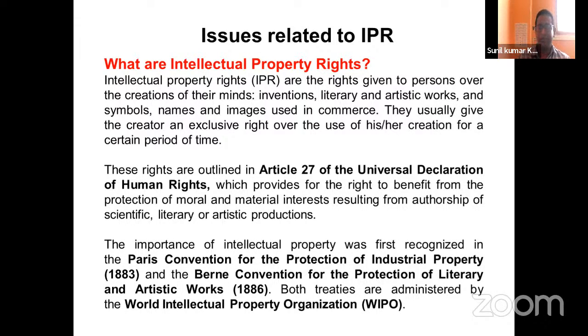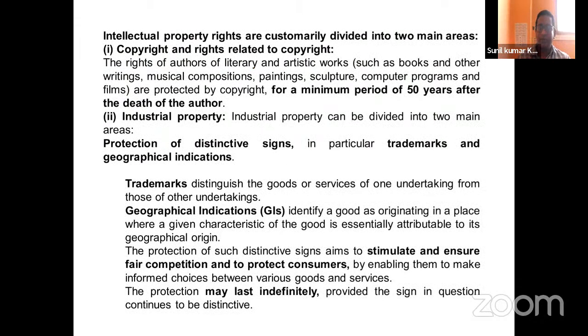The apparent importance of intellectual property was first recognized in the Paris Convention for the Protection of Industrial Property in 1883, and in the Berne Convention for the Protection of Literary and Artistic Works in 1886. Both treaties are administered by the World Intellectual Property Organization, that is WIPO. So intellectual property is categorized into two main areas. First is copyright and rights related to copyright.